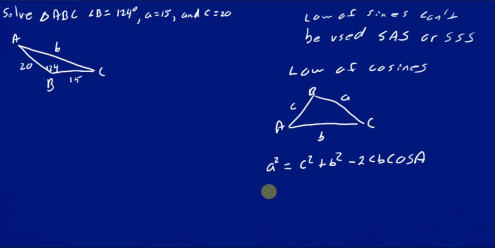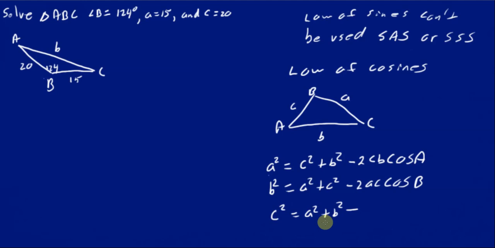I can write it three different ways total, two different ways than this. I can pick side B. The other two sides are going to be A squared plus C squared, minus 2 times A times C, and multiply that by the cosine of the angle opposite this side. And of course, C squared is equal to, the other two sides, A squared plus B squared, minus 2 times A times B, and then the cosine of the angle opposite side C, or angle C. It's the same equation, just written in particular for each side.